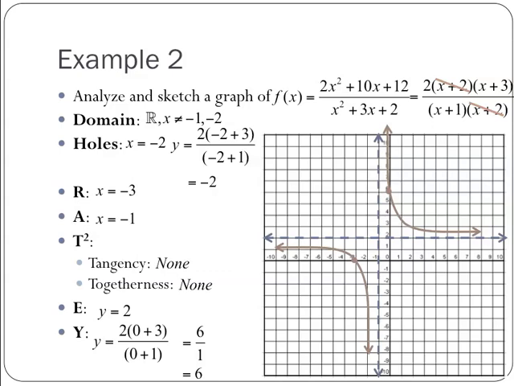Now the last thing we have to put into our graph is the hole. So we said the hole is at -2, -2. So we're going to find -2, -2 on our graph here, and we're going to draw in our hole right there.